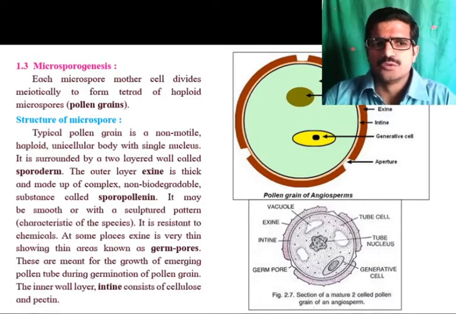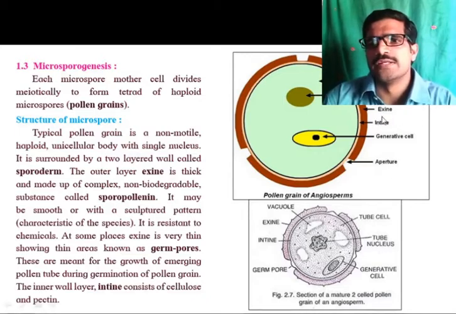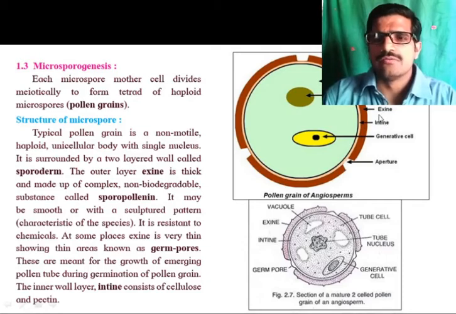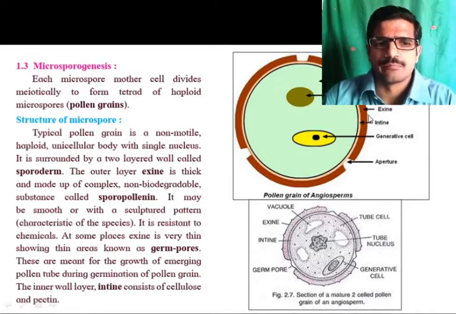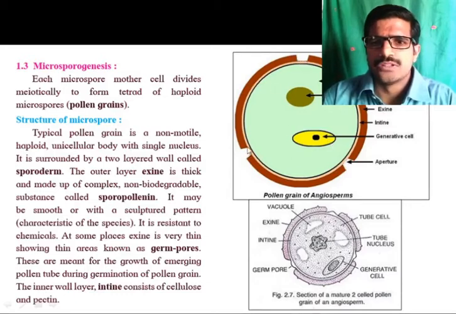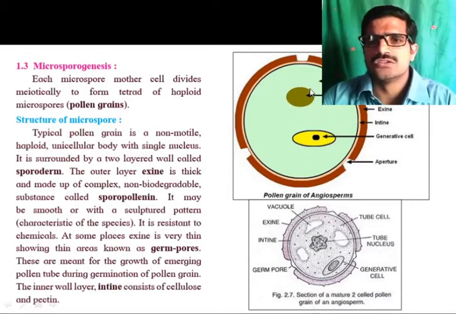It may be smooth or with sculptured pattern. It is resistant to chemicals due to the presence of this sporopollenin. There is no effect of any chemical on this pollen grain due to the presence of this sporopollenin substance. At some places this exine is interrupted. That portion is called aperture or the germ pore. In the diagram you can see there are 3 germ pores present.